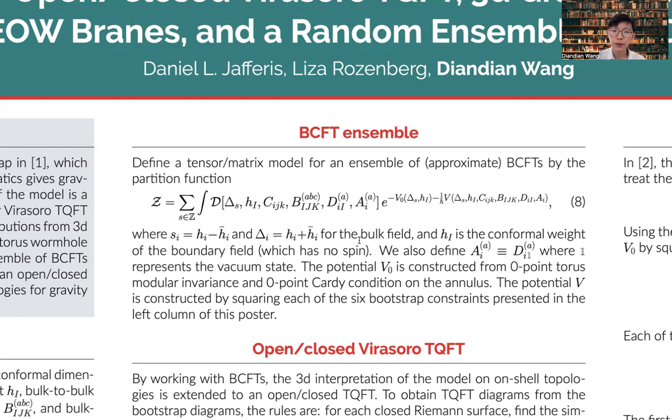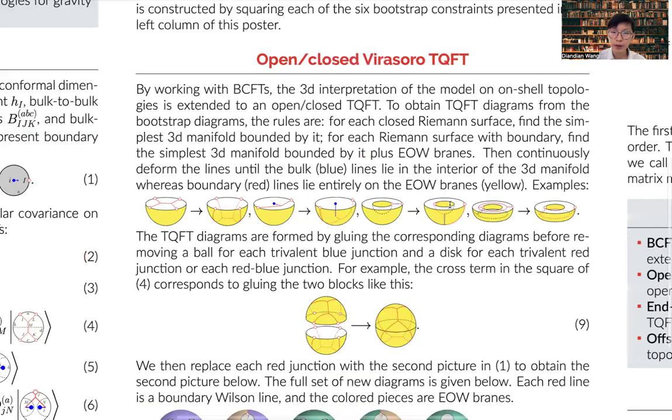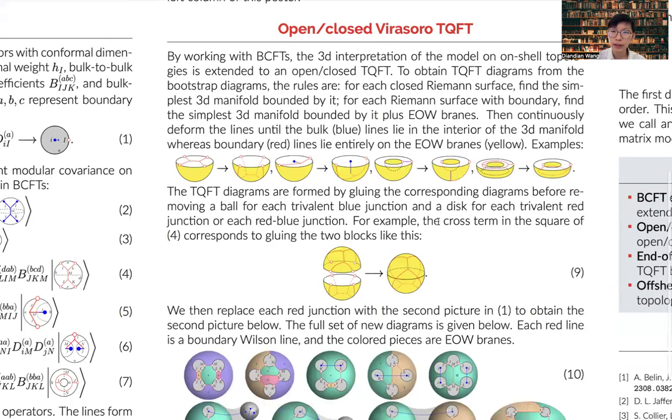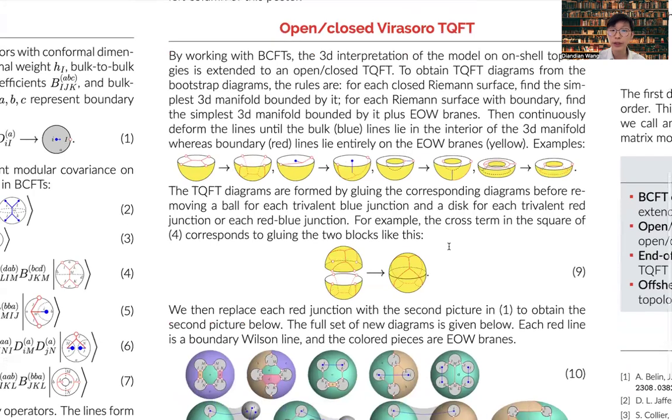There are two parts of this potential. What we call V0 is essentially the matrix part of the model, and what we call V is the tensor part of the model. In the next section of the poster, we explain how the tensor part of the model gives rise to an open-closed Virasoro TQFT.